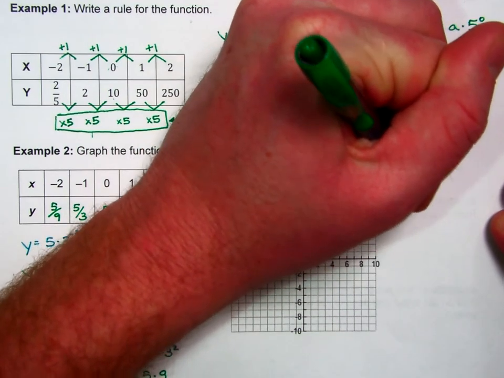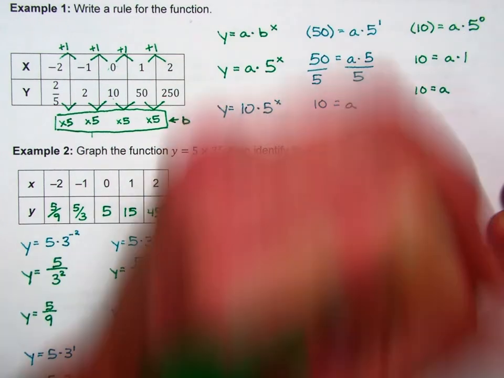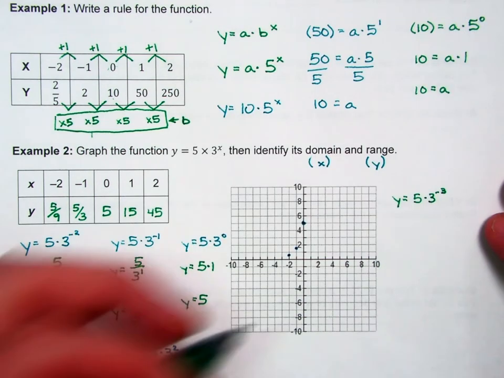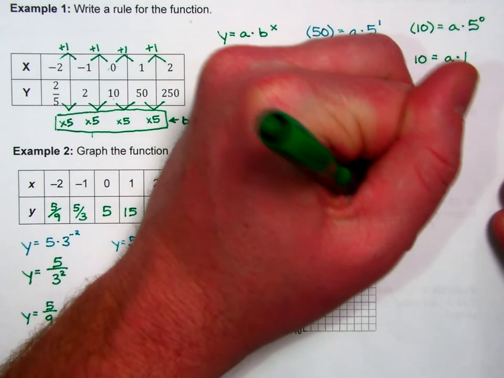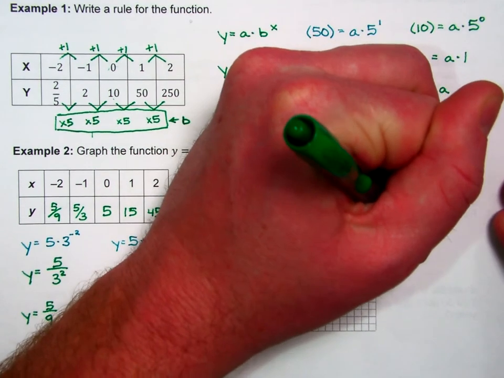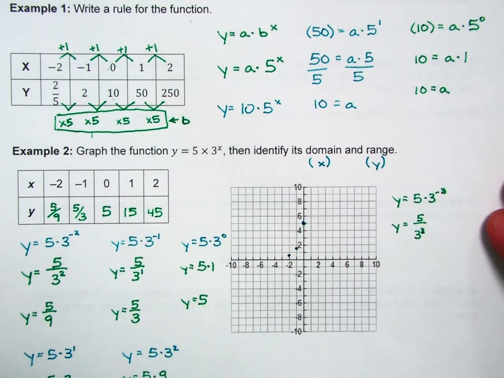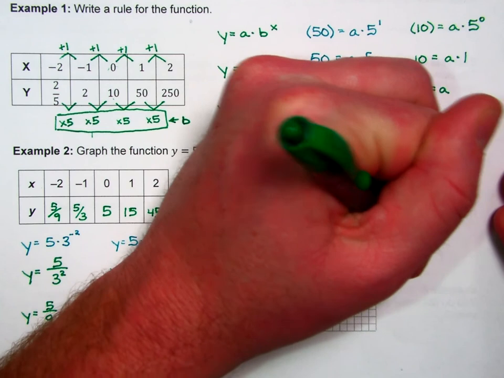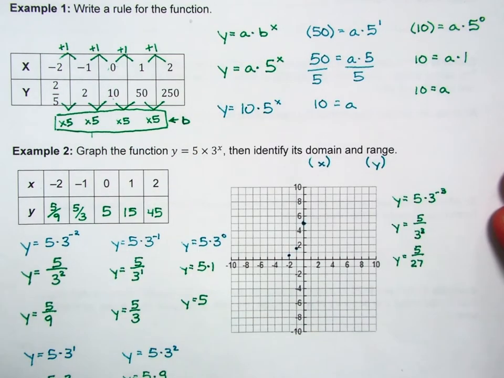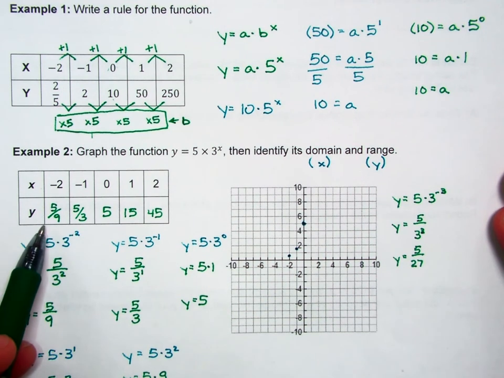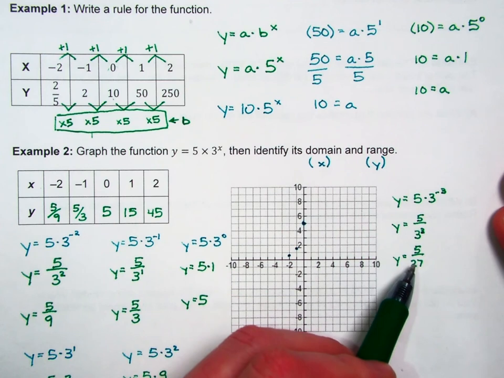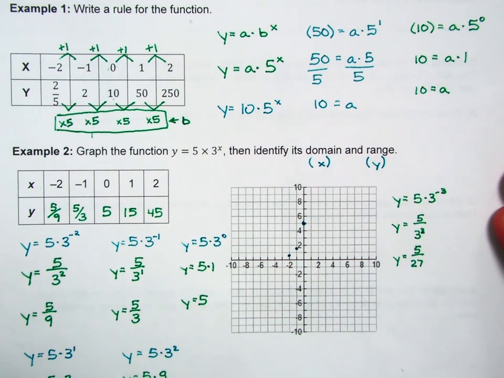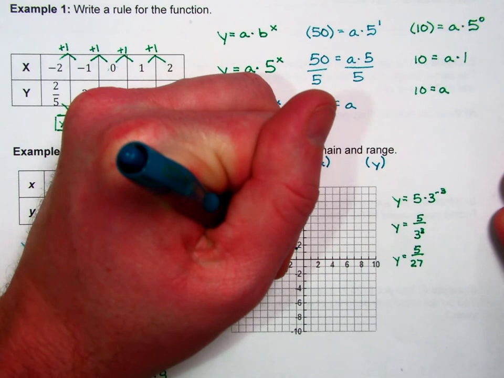Y equals 5 times 3 to the -3rd power. Again, we wouldn't want to evaluate this with a negative exponent, so we would end up taking that negative exponent and moving it to the bottom, and it would become 5 over 3 to the 3rd power. And if we took 3 to the 3rd power, we'd get 5/27ths. Okay? Well, what do we know about 5/27ths? Well, it's a number that's smaller than 5/9, but it's a number that's still positive. Okay? So, that would be somewhere like right in here.